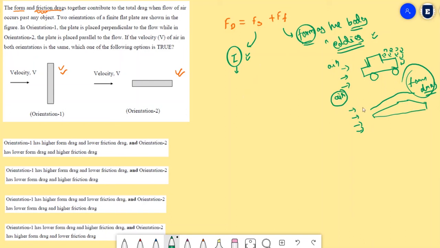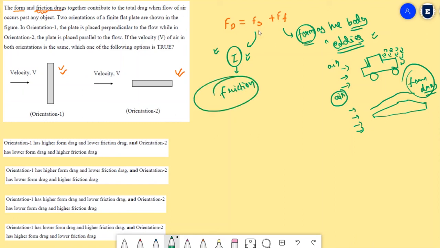Due to that shear stress, there will be some resistance against the motion, right? So obviously, drag is something which is resisting the motion. If the drag is caused due to shear stress, it is going to be friction drag. We already know that shear stress is majorly associated with viscosity, so that is why the name friction comes.